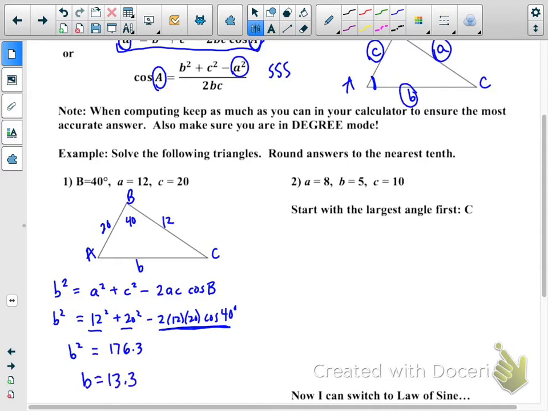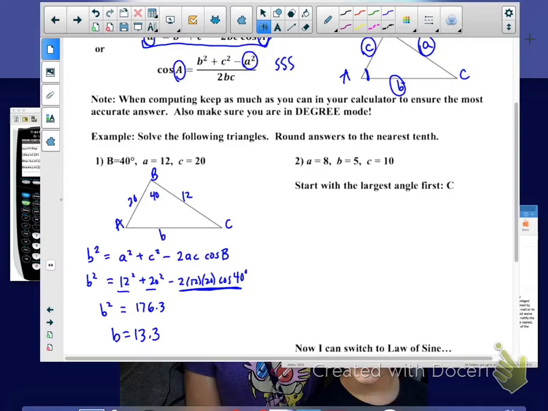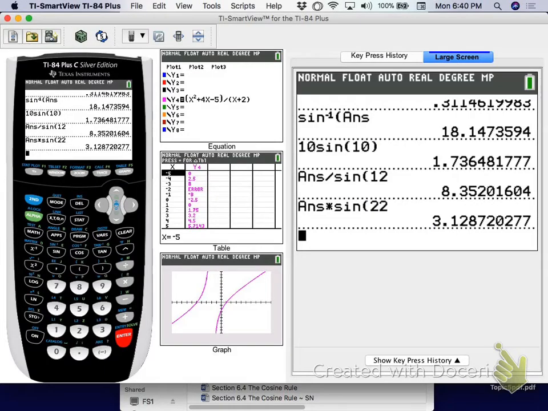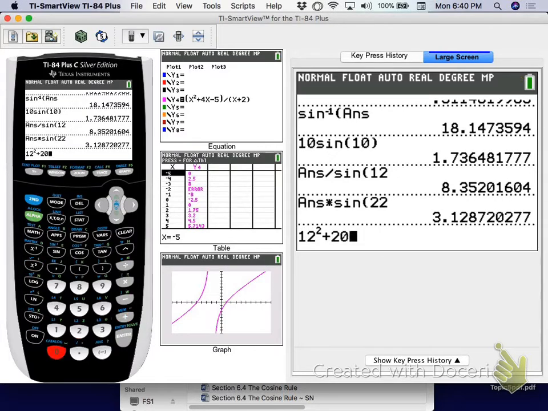13.3. Okay, so in the calculator, just in case you need to see that, that's going to look like, hold on here just a second. Okay, that's going to be 12 squared plus 20 squared minus 2 times 12 times 20. There really is no reason to have those in a parenthesis. I think I had parentheses written on your paper there a minute ago. That's okay. Cosine of 40.